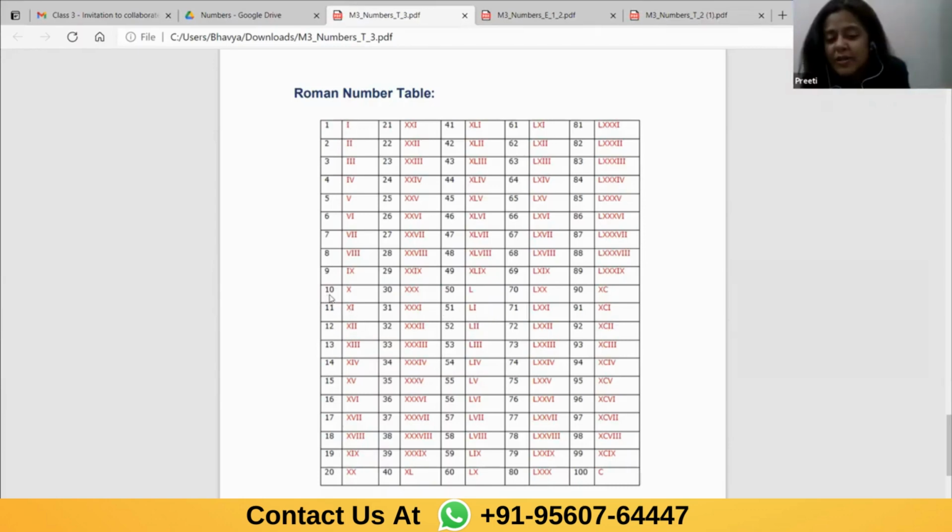Now children, for 10, we use X. For 11, we use XI, that means 10 plus 1. For 12, we use XII because that's 10 plus 1 plus 1. For 13, it's XIII, 10 plus 1 plus 1 plus 1. For 14, we can say 10 plus 4. X is 10 and IV is 4. So, XIV.